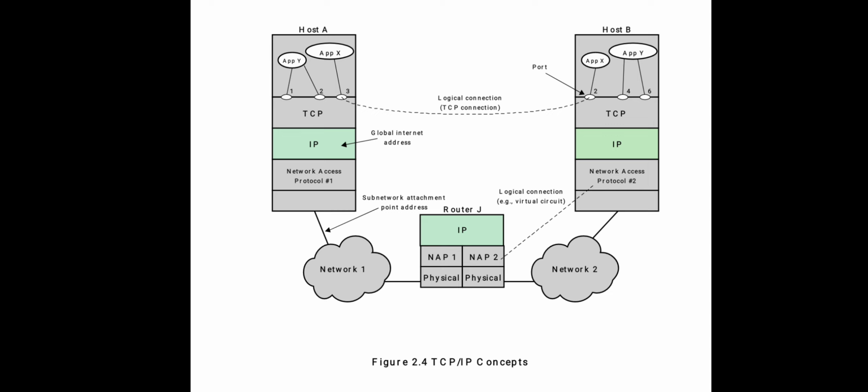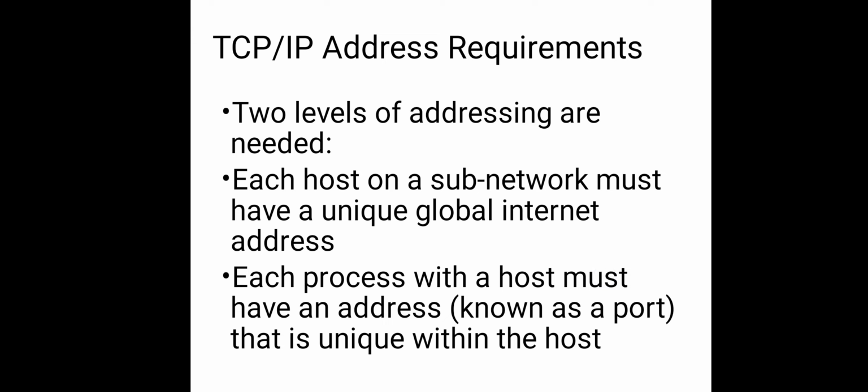So this is our TCP/IP concept: host A, host B, network 1 and network 2, and in the middle we have a router. Then TCP/IP address requirements. Two levels of addressing are needed. Each host on a subnetwork must have a unique global internet address. Each process within the host must have an address, known as a port, that is unique within the host.